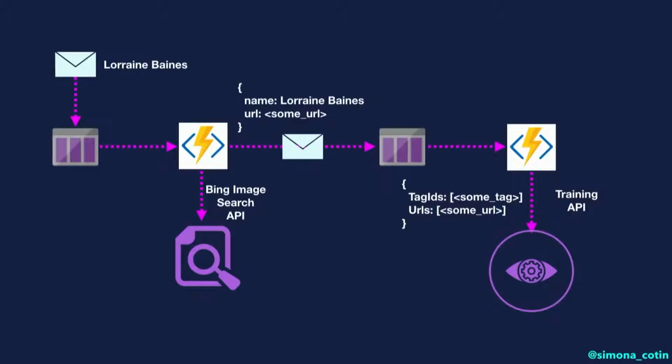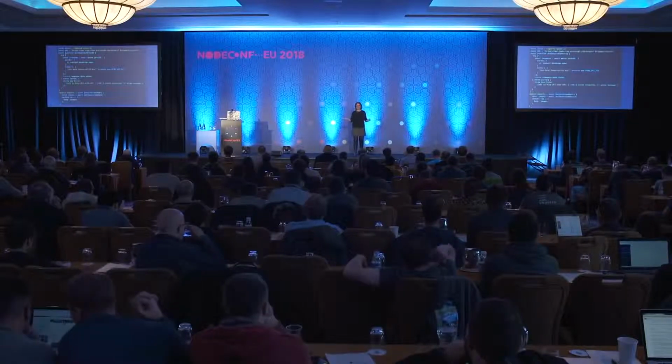So this is kind of the schema of how we would go about automating those tasks. We start by adding a message on a queue. In this case, let's say Lorraine Baines. And having that message sent on a queue basically triggers a function to run that will call the Bing Search API. And then once we get a result back with all the URLs, with images for Lorraine Baines, then we add those URLs on a different queue, and then we run a new function that will train our API. Are you still with me? Yeah? Cool. So this is the code for it.